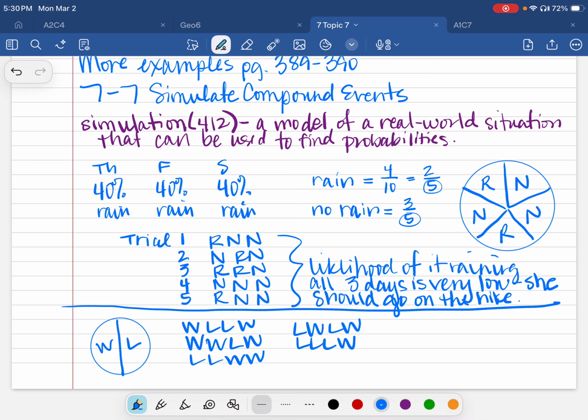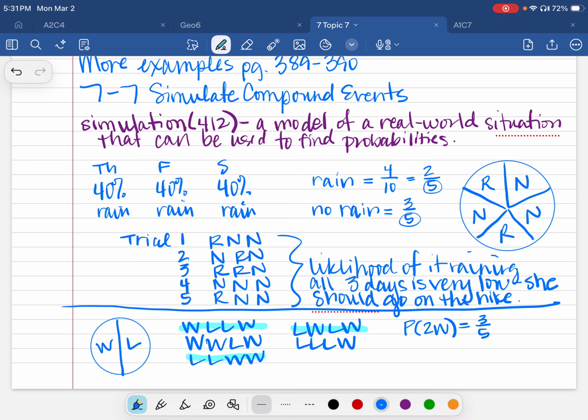Let's just look at 5. If we do 5 simulations of this, out of these 5 trials, how many of them show winning exactly 2 games? Well, we have this one, and this one. So the probability of having 2 wins based on our simulation would be 3 out of 5. So there's about a 60% chance that they'd win half of their games based on our experiment.